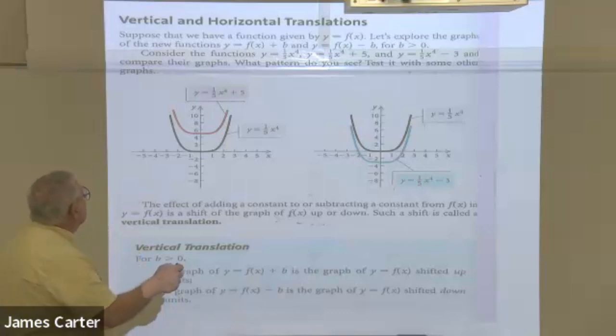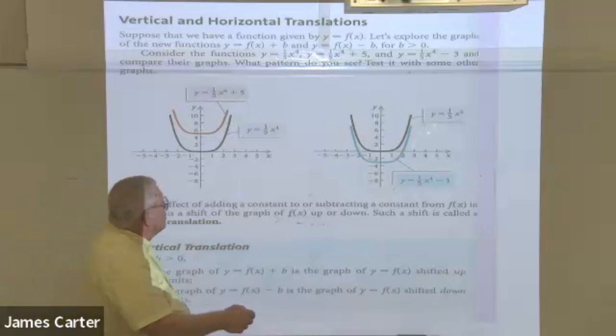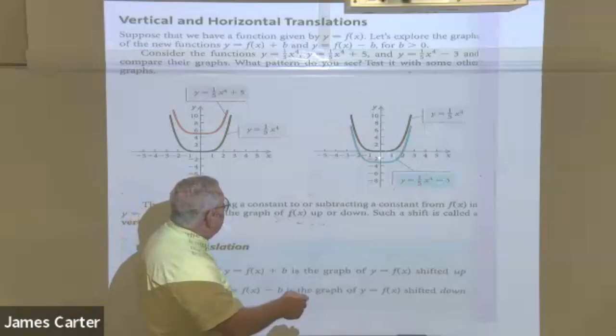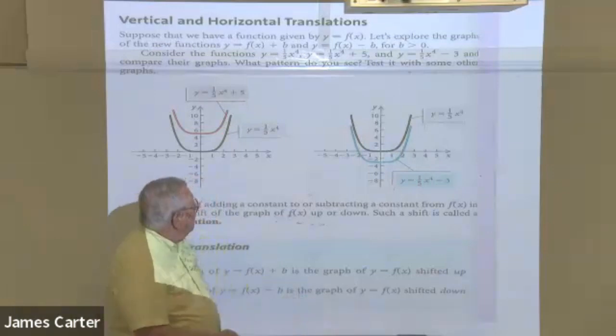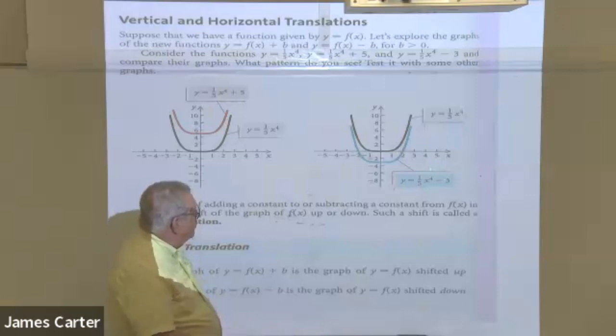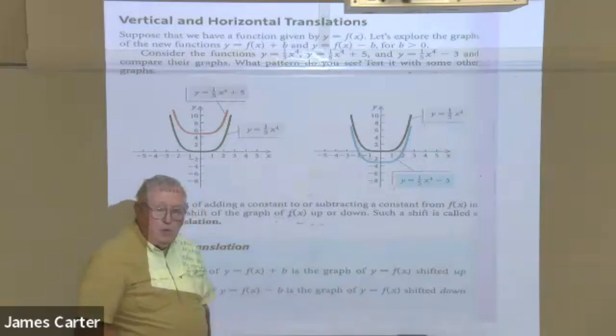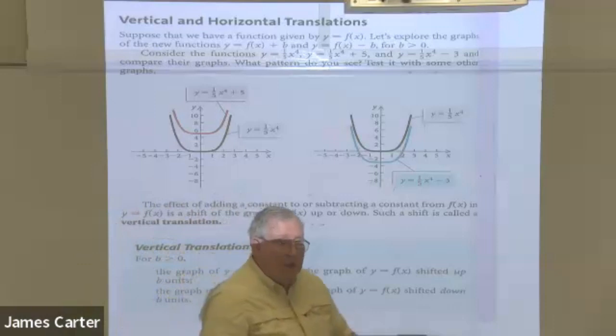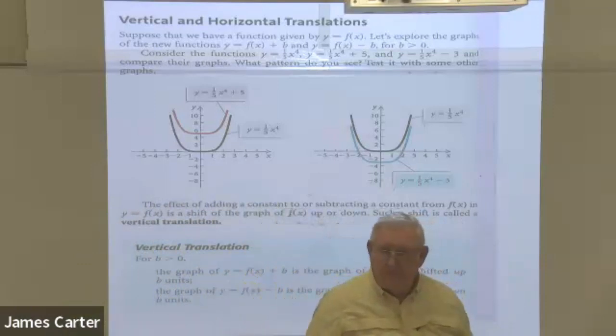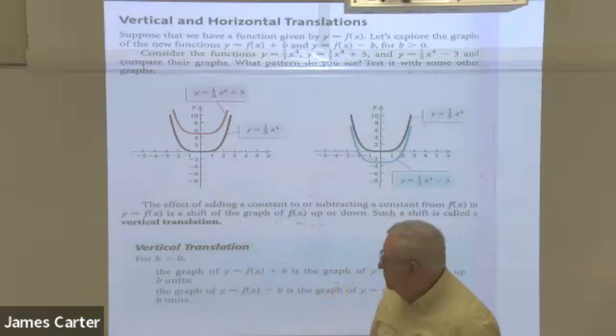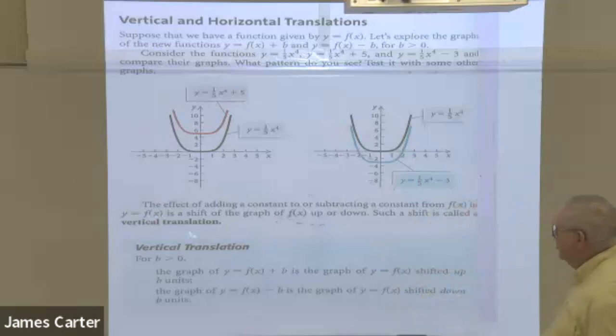Now, look what adding this 5 onto the equation did. It took this y-intercept and moved it up 5 places. Likewise over here, this one moved it down 3. So the number on the end, which also corresponds with the y-intercept, shifts it up or down. And that's called a vertical translation.